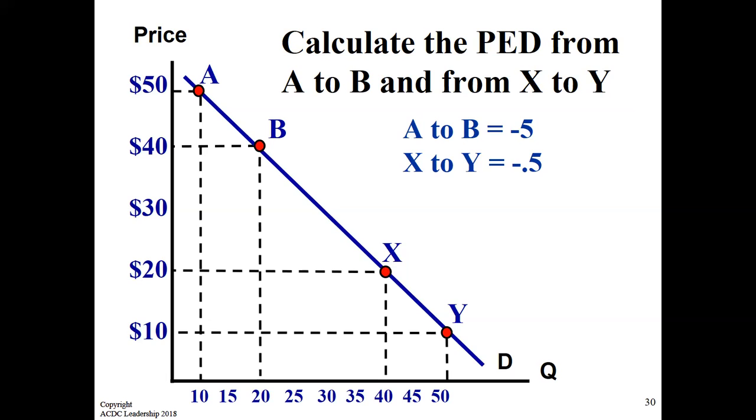As price goes down to 40, the price now times 20 is 800. So if price is down and total revenue is up, what is that? Is it elastic or inelastic? It's elastic. So this top here has to be elastic.